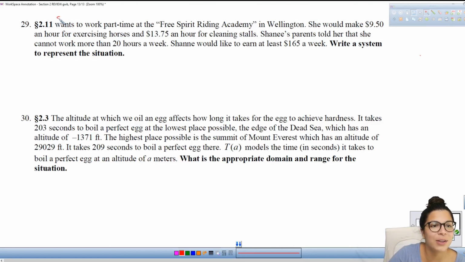So I believe this lady's name was Shani. Shani wants to work a part-time job at Free Spirit Writing Academy in Wellington. She would make $9.50 an hour for exercising horses and $13.75 an hour for cleaning stalls. Shani's parents told her that she cannot work more than 20 hours a week, and Shani would like to earn at least $165 a week. So write a system to represent the situation.